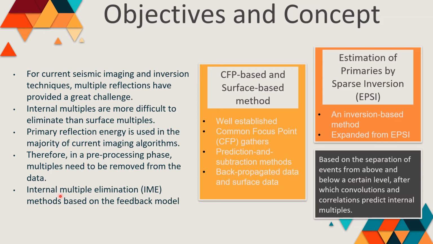There are three internal multiple elimination (IME) methods based on the feedback model, two of which are well established: the prediction and subtraction method using back propagated data and surface data, referred to as CFP based and surface method based. CFP is common focus point. And the third one is the inversion based method, which was recently expanded from the estimation of primaries by sparse inversion, EPSI. All these three techniques are based on the separation of events from above and below a certain level, after which convolution and correlation predict internal multiples.